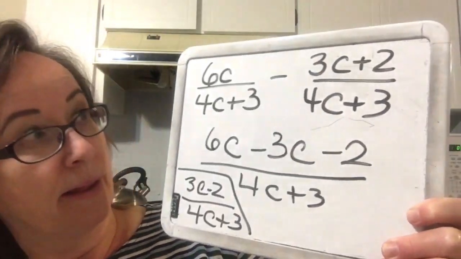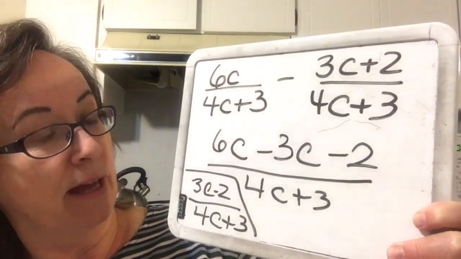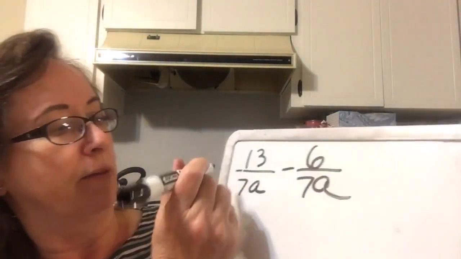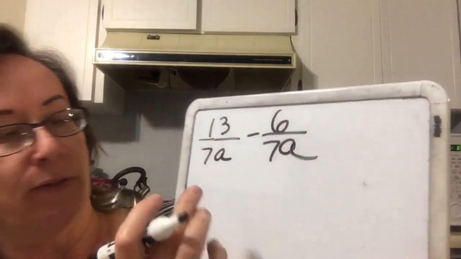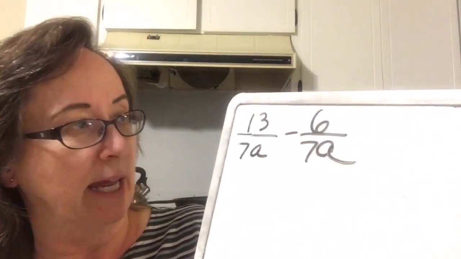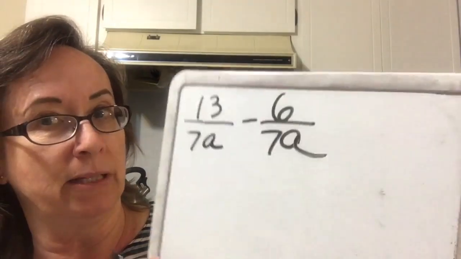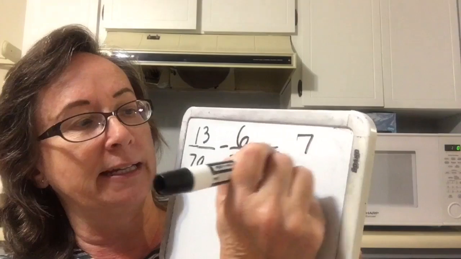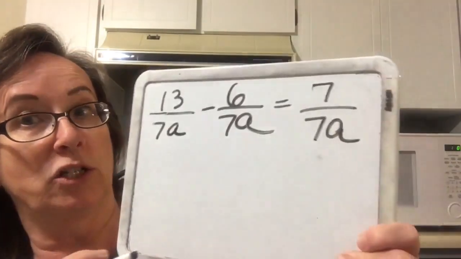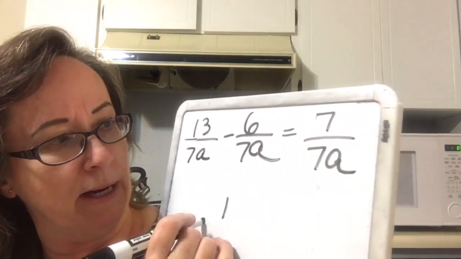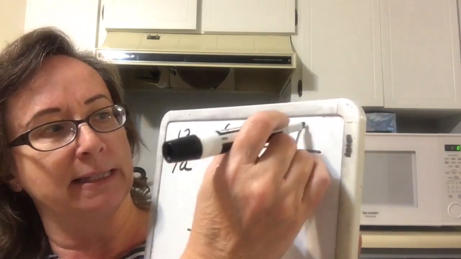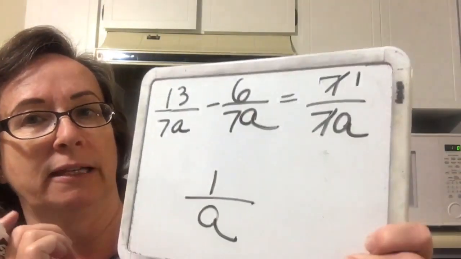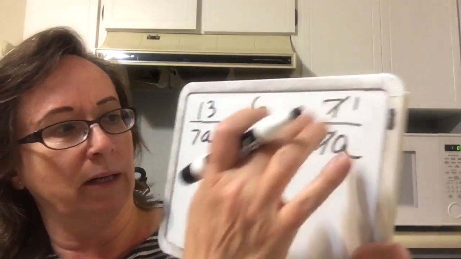So that one is done. Pretty easy when you have like denominators. So this one is 13 over 7a minus 6 over 7a. And since they are the same denominator, I am free to go ahead and subtract the numerators. And I get 7 over 7a, which will reduce to 1 over a, because the 7 and the 7 will cancel, leaving 1 over a.